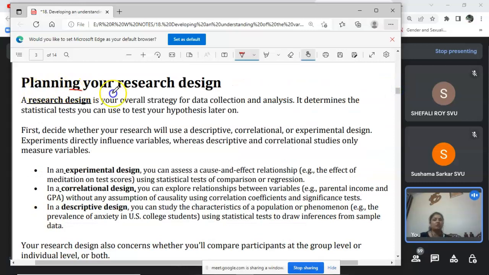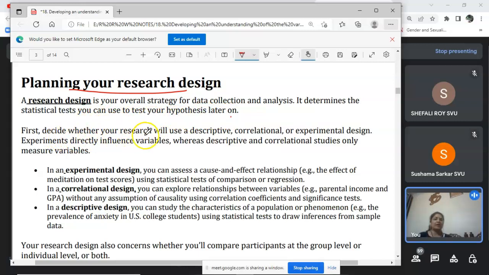Second is planning your research design. You have to plan your research design. How? It is the overall strategy of data collection and analysis, and it determines the statistical test you can use to test your hypothesis later on.